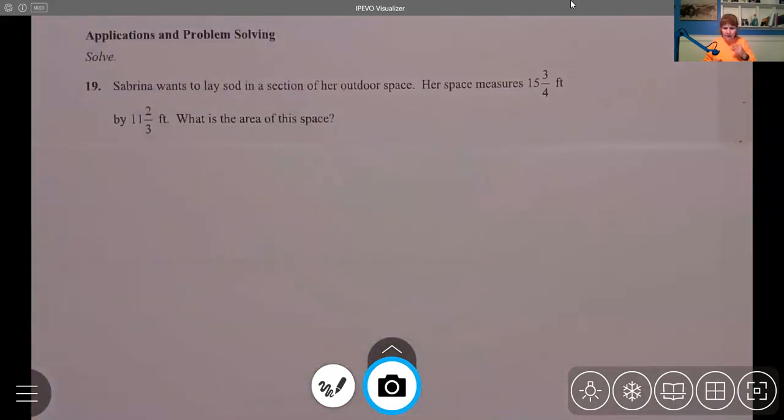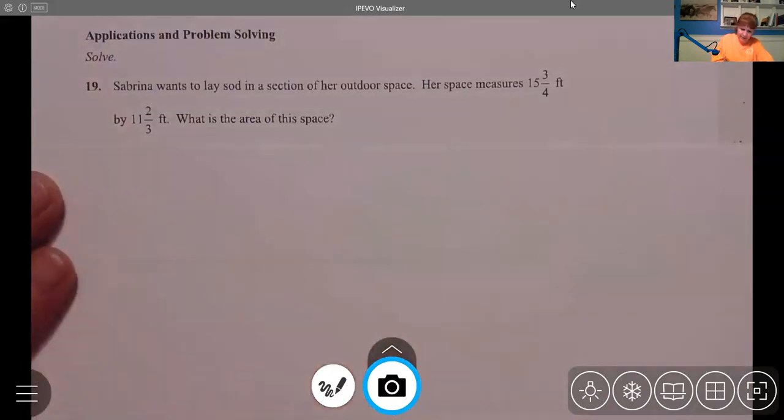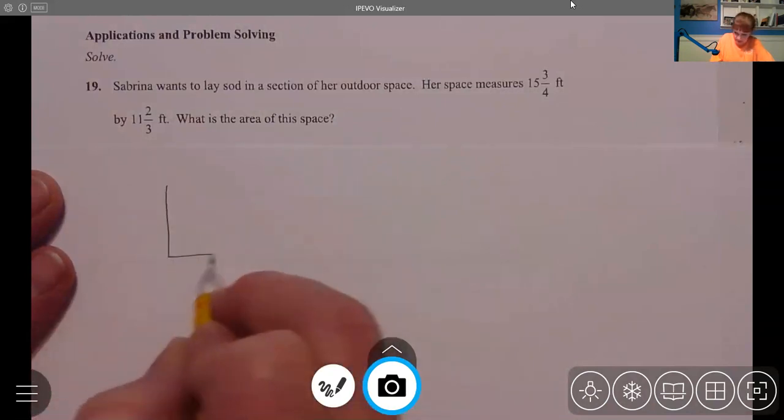Here, Sabrina wants to lay sod in a section of her outdoor space. Her space measures 15 3/4 feet by 11 2/3 feet. So we're going to assume this is a rectangle. And what is the area of the space? So what we have is, I'm going to draw a picture. It's really important in math, and when you've got these story problems, if possible, to draw a picture.